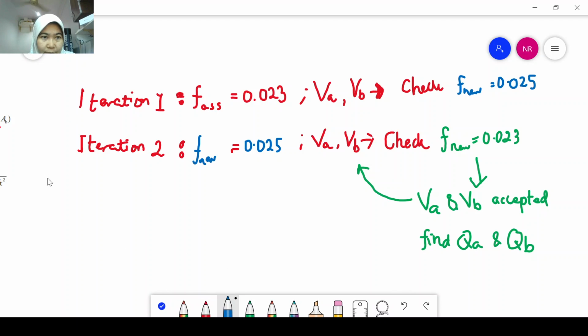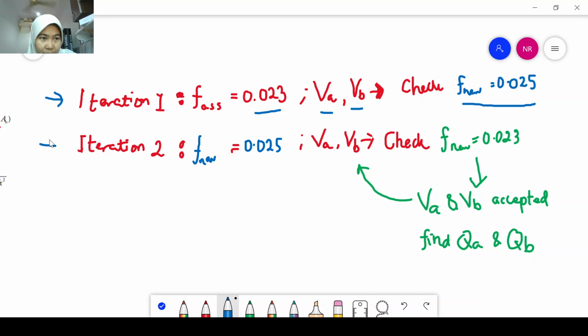In the first iteration, we assume that the value of F is 0.023. So we got velocity at A and velocity at B. From here you check the new F. From the F that you calculated, you find 0.025. So here you know that 0.025 is not similar to 0.023. Okay, so you have to do the second iteration.